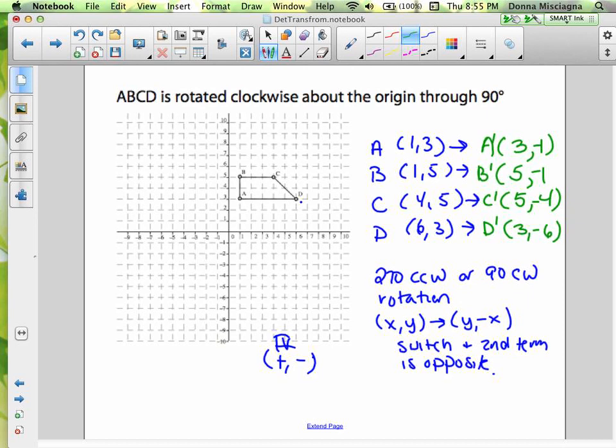Okay? All right, so we have our point 3, negative 1. It's right there. That is A prime. B prime is at 5, negative 1. C prime is 5, negative 4, and D prime is at 3, negative 6. Okay, and here's our figure.